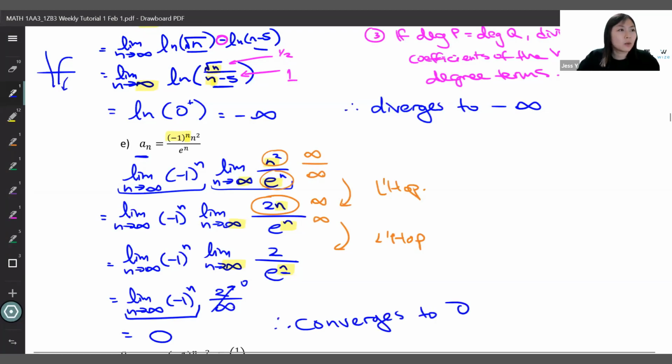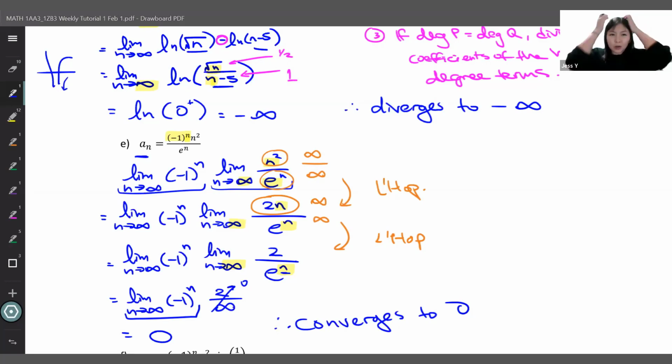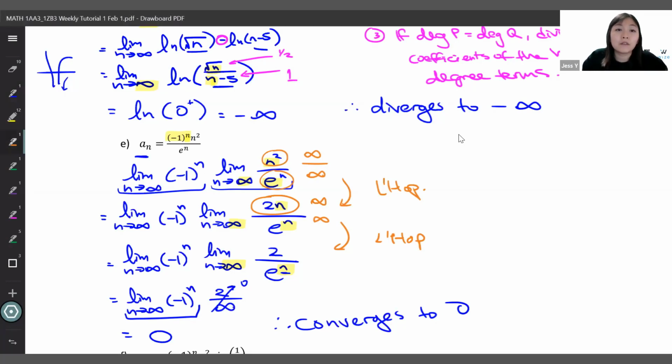So I do want to address this question now. How did we know to break it up into two pieces like this? Well, whenever you have a limit of a function, it doesn't matter how many pieces there are. You can find the limit of each piece. So I'm thinking of this as two separate pieces. I have the negative 1 to the n part, which I know as n goes to infinity, the number part isn't going to change. It's going to be 1, but the sign is going to change back and forth between positive and negative 1. And then I have this part, n squared over e to the n.